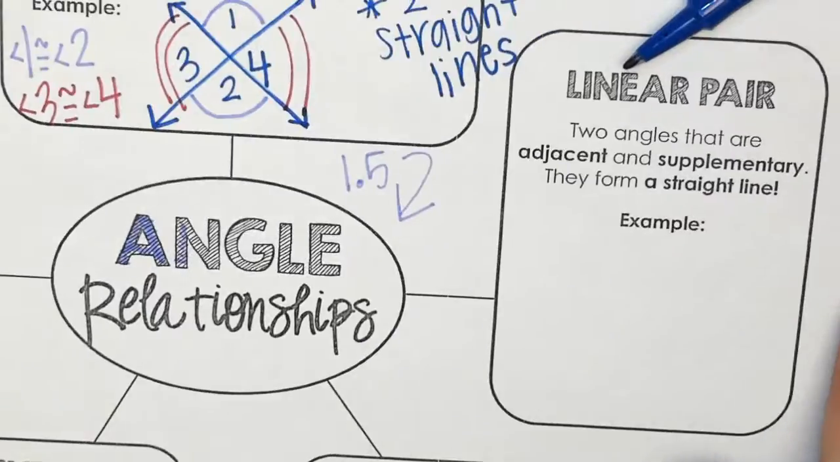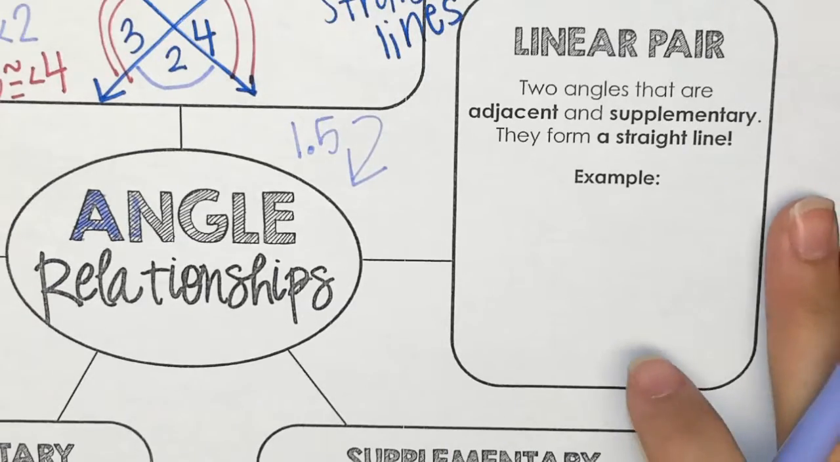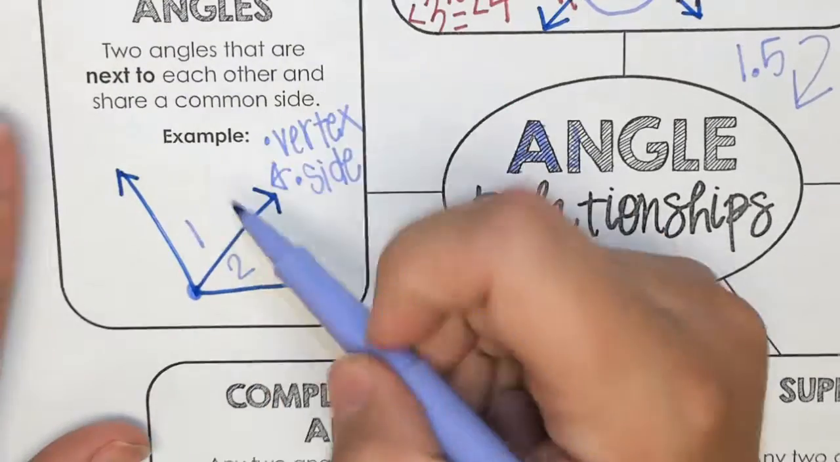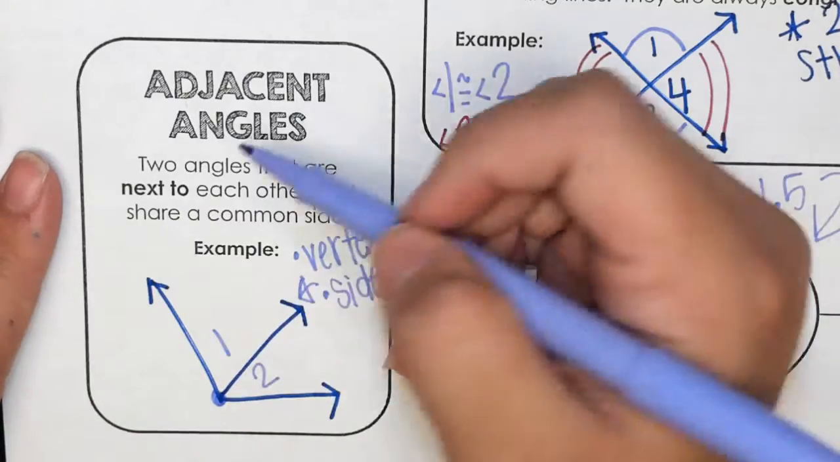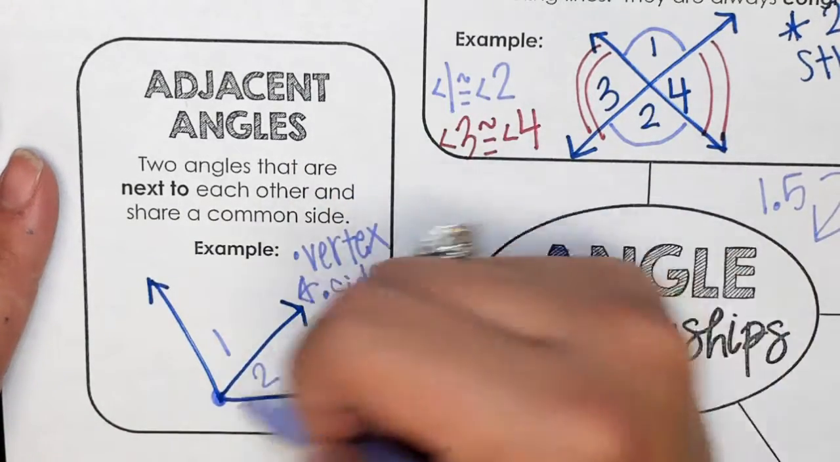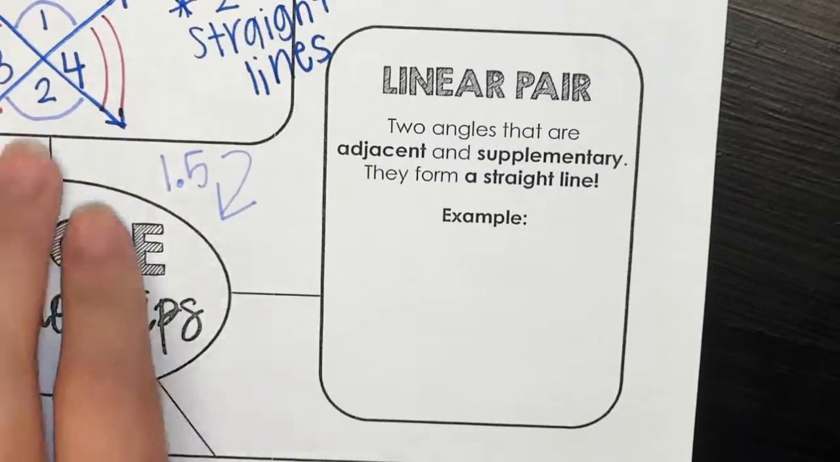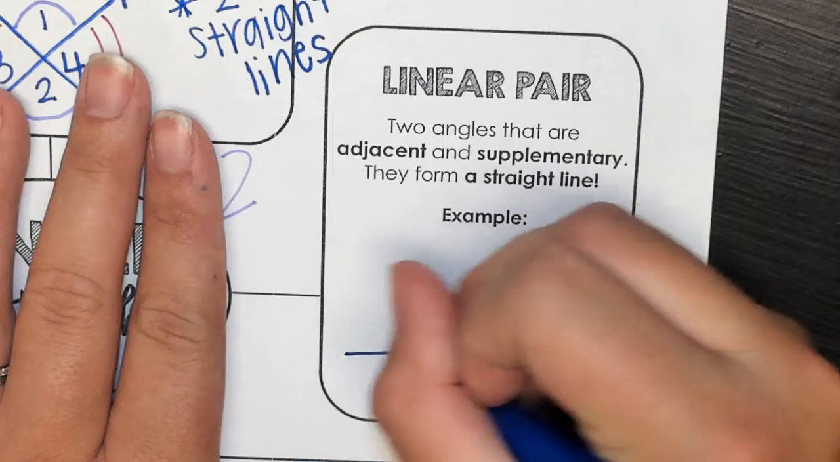Okay, let's go to linear. So we had adjacent. Now, there's nothing really in particular about how many degrees these are. Adjacent is just the most common relationship. They're just beside each other. When you go over to linear, draw a straight line.